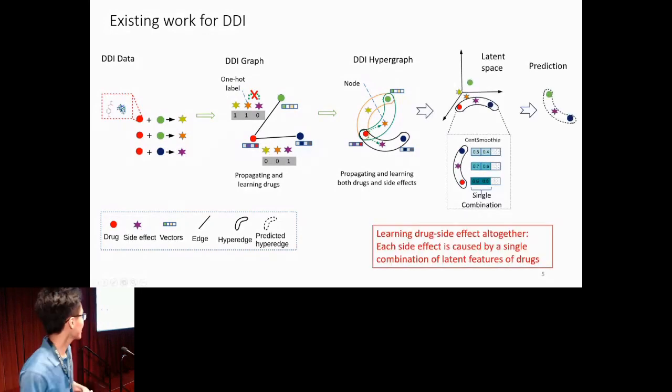And the idea in detail. So we project the nodes on the DDI hypergraph into the latent space, and each drug and side effect is represented by a latent vector. And we further proposed an assumption that each side effect is caused by a single combination of latent features of drugs. And from this latent space, we will predict side effects. That is, if the side effect is matched with the combination of the drug latent features, then we have an interaction. So what is the remaining problem of the existing works?